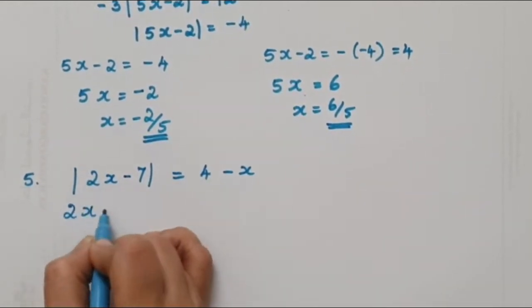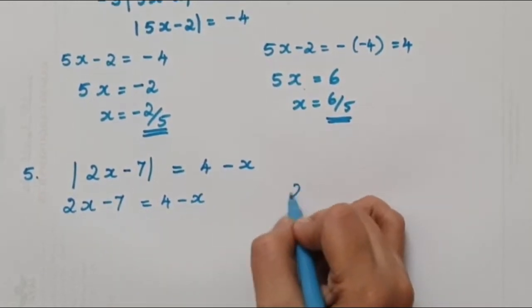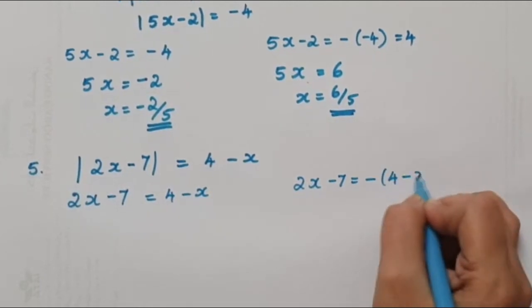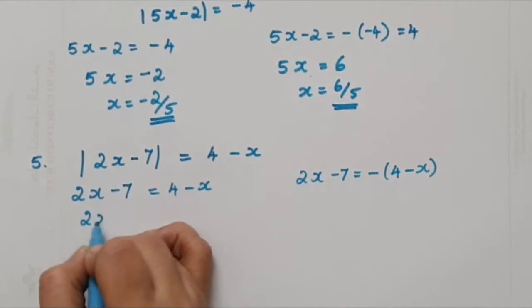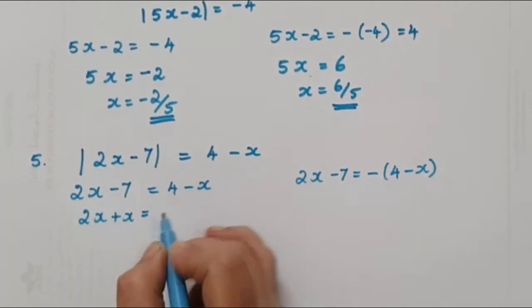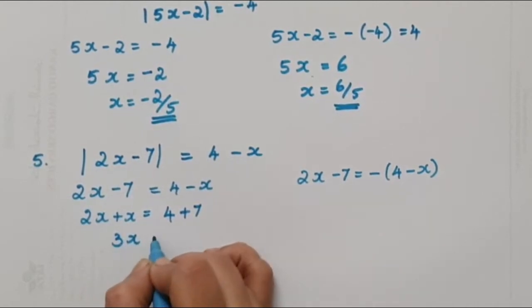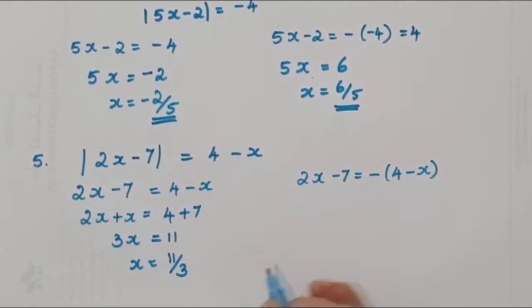So it goes as 2x minus 7 will be equal to 4 minus x, and 2x minus 7 will be equal to negative of 4 minus x. So when we simplify it, we get 2x plus x will be equal to 4 plus 7. So 3x equal to 11, x equal to 11 over 3.